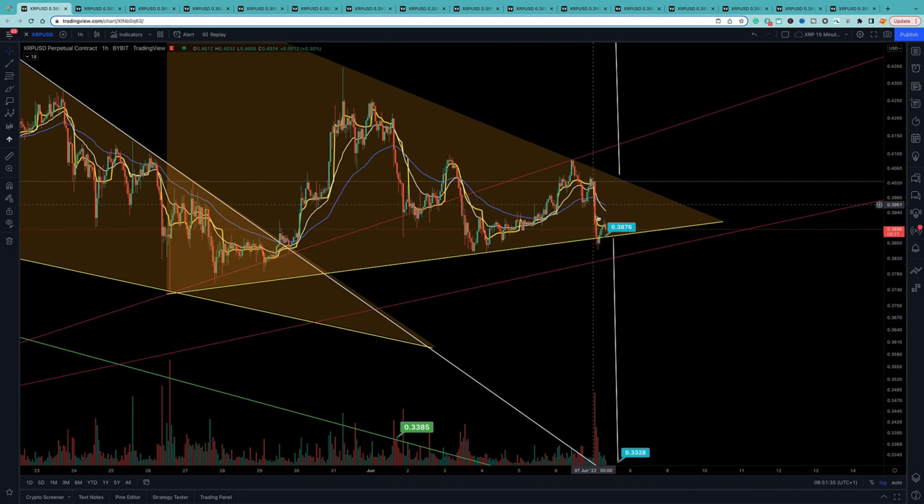Excuse me. Could it whip around and head up? Yeah, it could, yeah. But it does look like it's for the spill down. We've got to see what this consolidation is going to do. So there's the 1 hour, giving a push back down.